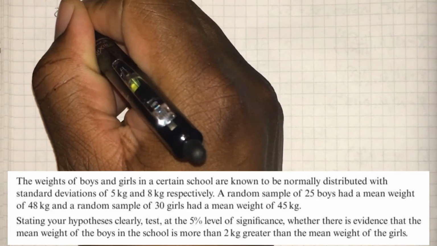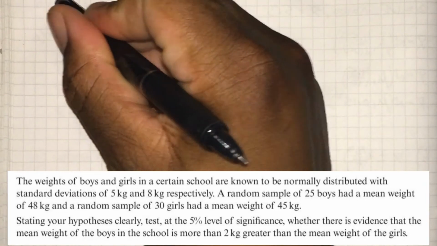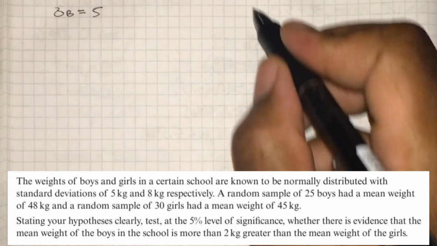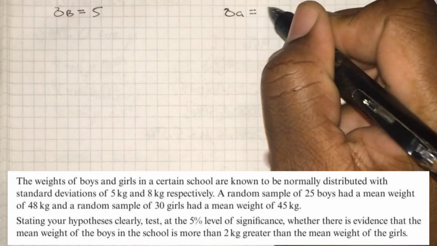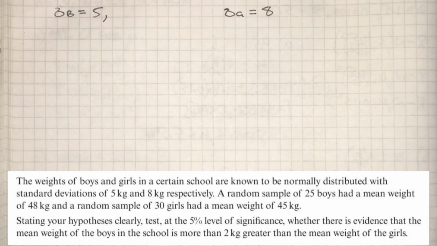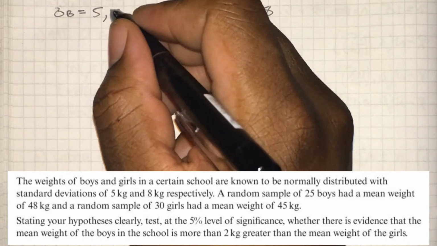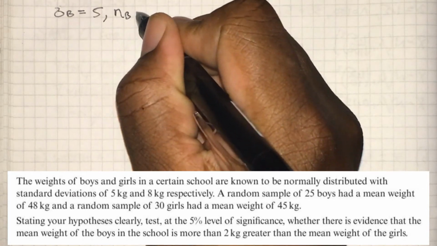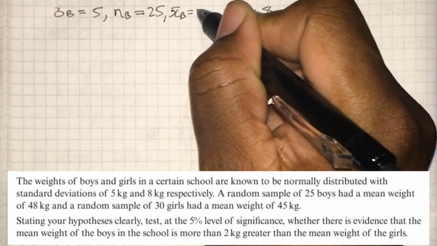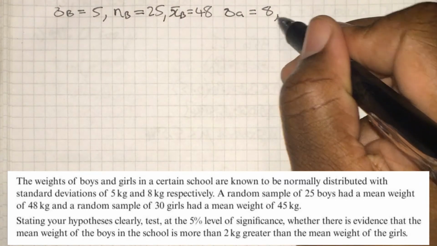Okay, so let's look at another question with a slight variation. In reading this, you see that each of the values are actually the same as we had in the previous example, but it's what we're testing. It's the hypothesis right at the end. So we're checking whether or not there's evidence that the mean weight of the boys in the school is more than 2 kilograms greater than the mean weight of the girls.